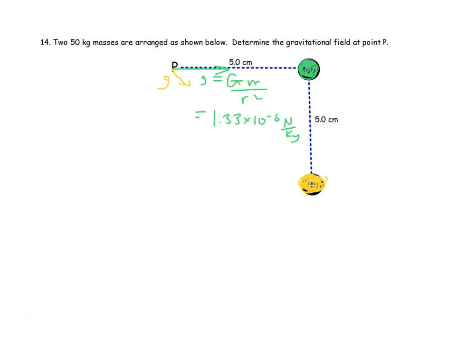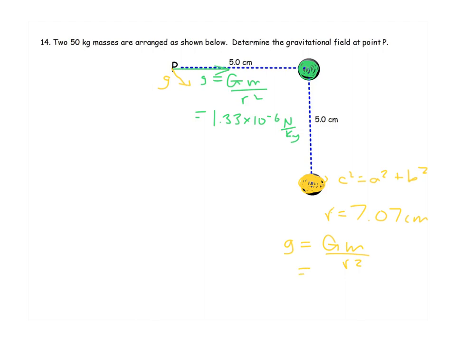And if I think about this one, I need to know r. So that's the longest side. C squared is equal to a squared plus b squared. So I have 5 centimeters squared plus 5 centimeters squared, and square root that. So my r here, this longest side, will be 7.07 centimeters.